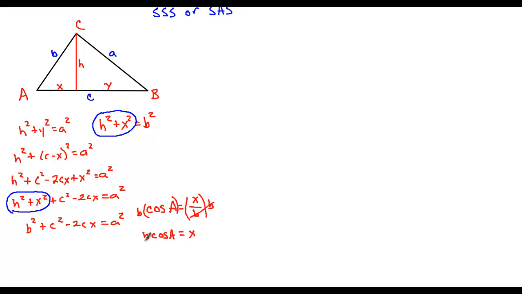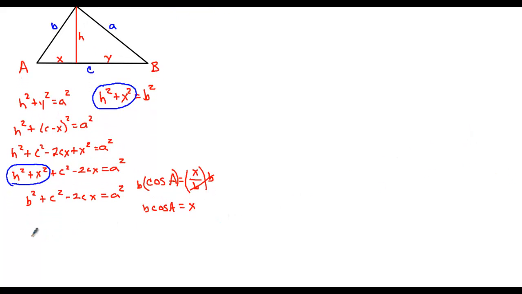So now I have B times the cosine of A. So B times the cosine of A equals X. So instead of X, I can just write B cosine A. I know you're probably thinking, wow, that's awesome. Thanks for telling us that. So B squared plus C squared minus 2, now C is still there, and instead of X, I'm going to write B cosine A equals A squared.